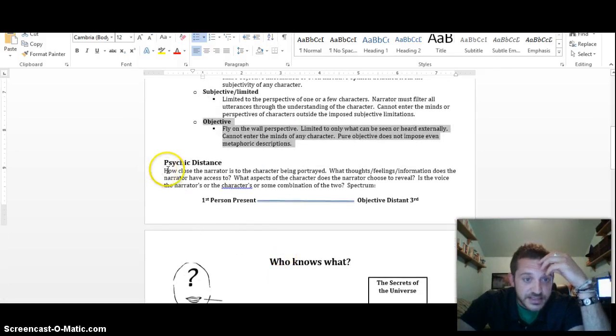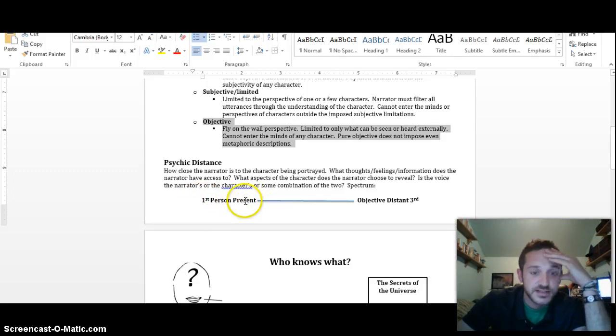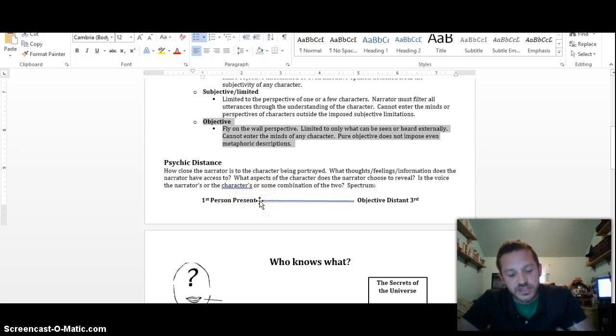All right, so psychic distance. This is a rather abstract concept. This is how close the narrator is to the character being portrayed. What thoughts, feelings, information does the narrator have access to? What aspects of the character does the narrator choose to reveal? So first person present has the closest psychic distance because it's first person, it's I, it's present tense, so it's happening right now. I am looking out the window. It's very immediate.